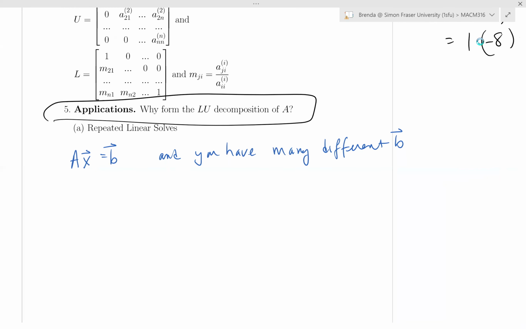For example, your matrix A could be capturing the parameters of your MRI machine. And then the B is when you go in the MRI machine and get measured. And then you're solving for basically X to see what's going on, okay? So this is a practical situation. So you want to do multiple solves with the same A, but different Bs.